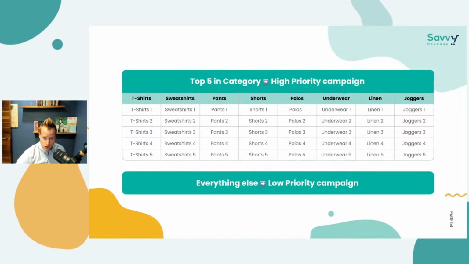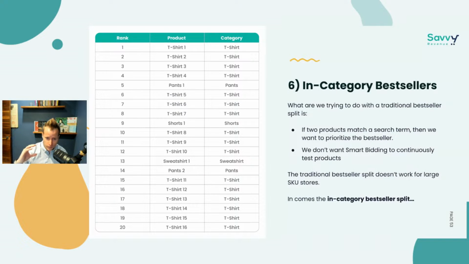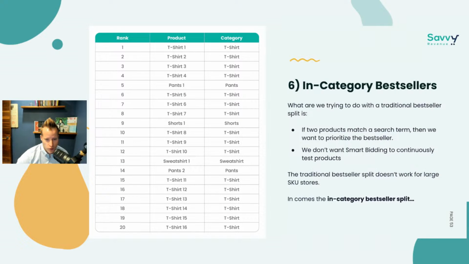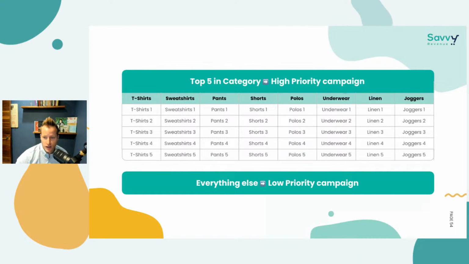So if somebody's searching for a t-shirt, we want to show one of our top 5 t-shirts. In an example like the one over here, we're only showing one sweatshirt, two pairs of pants and only one pair of shorts. But we need the top 5. That's where, when somebody's searching for a t-shirt or shorts or something like that, we make sure we show the bestseller. Here we have no exposure to joggers, linen, underwear, polo, shorts. And that can actually enforce t-shirts continuing to be our bestsellers, because we're not using our split to actually work within these categories.